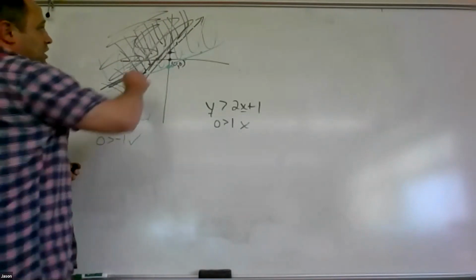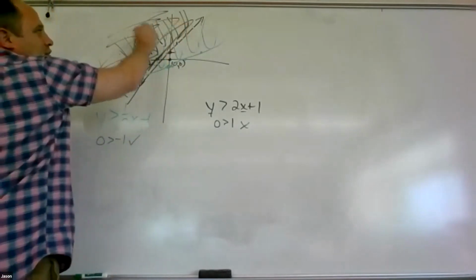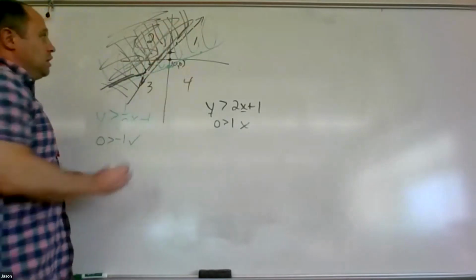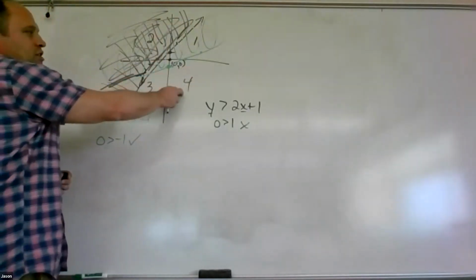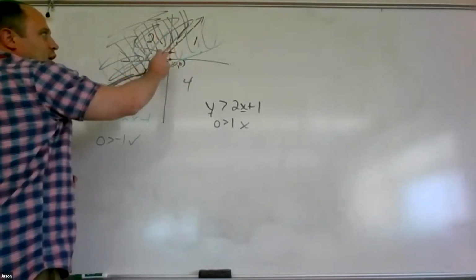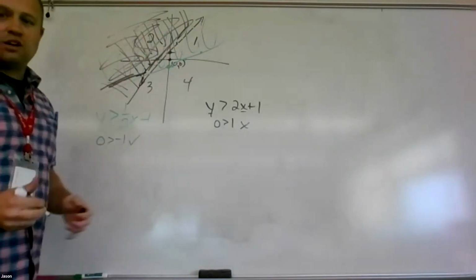Well, look, there's some points in the first quadrant that work, a lot of points in the second quadrant. If you remember, this is 1, 2, 3, 4 for quadrants. There's some in the third, but there aren't any in the fourth. Yes, the green line had some in the fourth. It would have been like all this stuff, but it's not part of the solution because the solution has to be where they're both shaded.